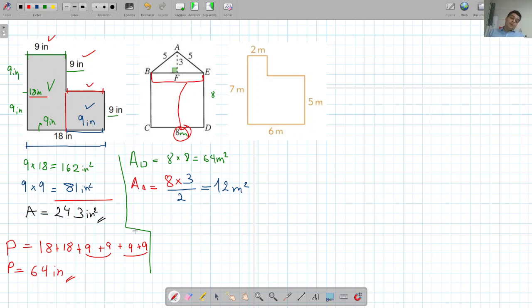Now, for the perimeter, we have, sorry, I was forgetting, we have to find the total area. For the total area, we need to add these two. 64 plus 12, yes, is 76 meters squared. Now, in this case, for the perimeter, we need to add all the sides. Since this is a square, we know all these sides are 8, 8, and 8.